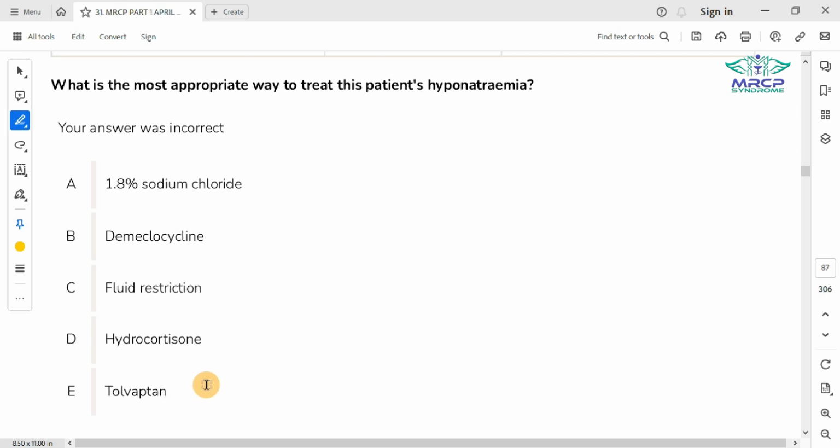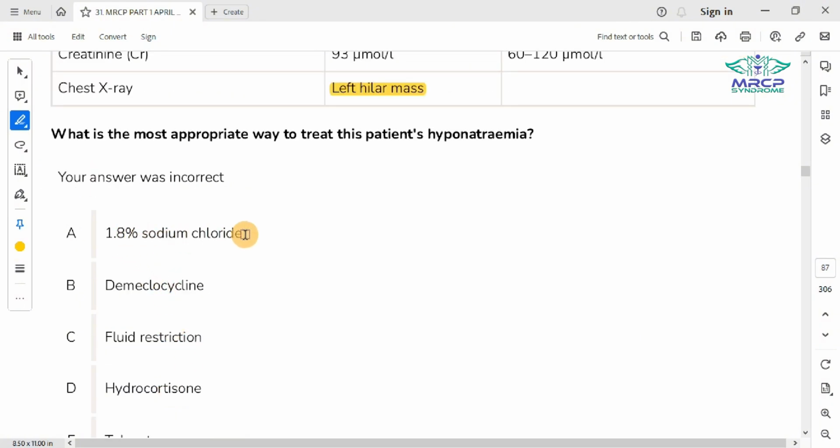So other than SIADH, this is commonly used in which condition? ADPKD, autosomal dominant polycystic kidney disease. And 1.8% sodium chloride is indicated in case of severe hyponatremia presenting with life-threatening neurological symptoms like features of coma or seizure.